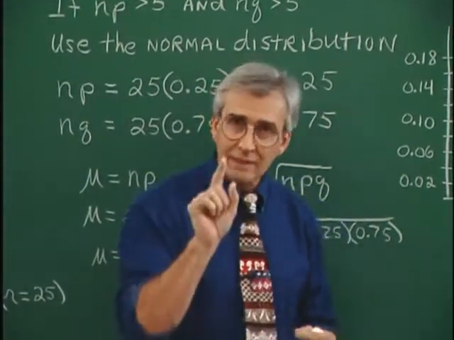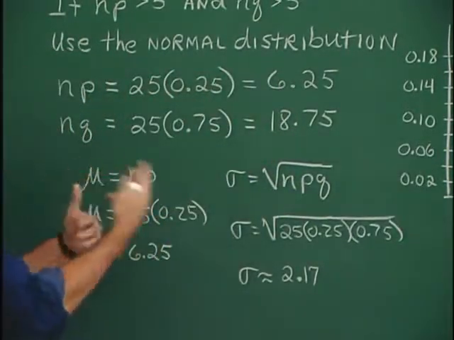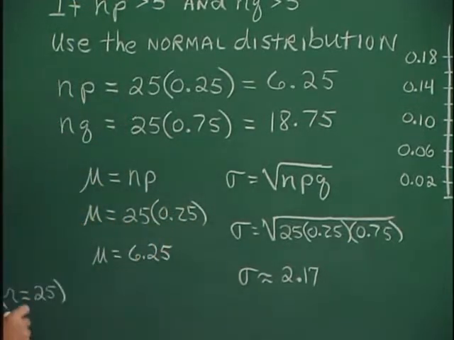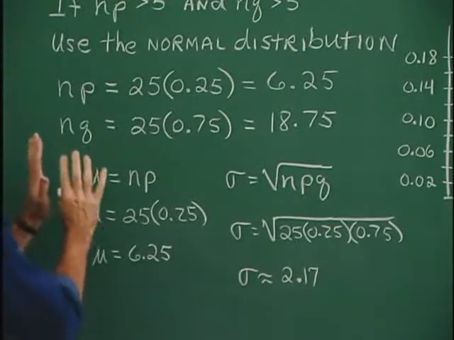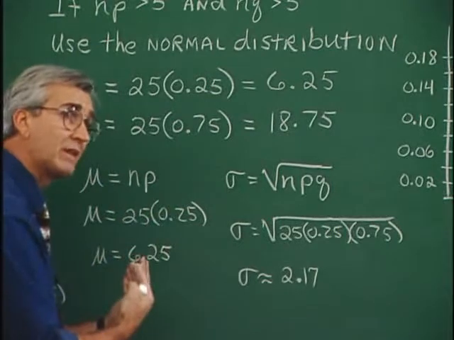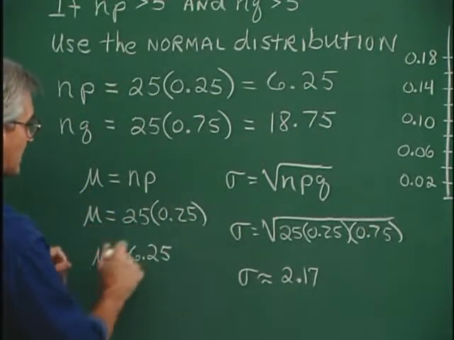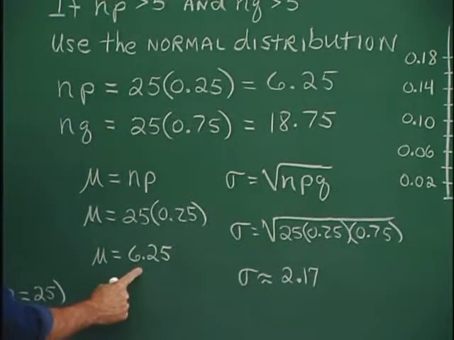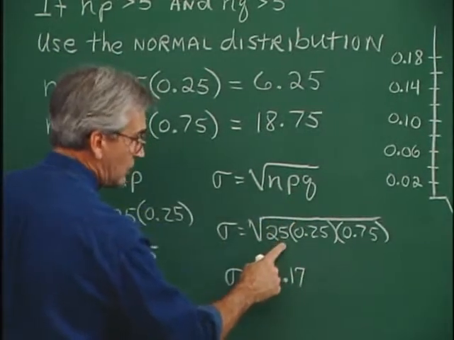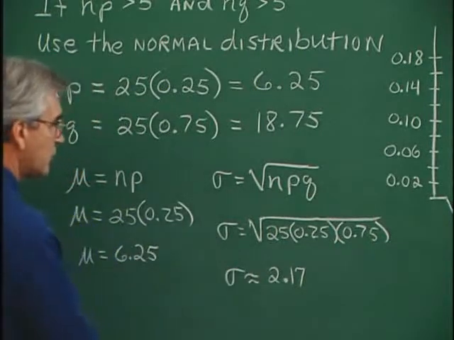Now, here's how we start the process. We want to calculate the mean and standard deviation. Those are very important features involved in using the normal distribution. So calculating the mean and standard deviation using information from the binomial distribution means that the mean is np, or 25 times 0.25, 6.25. The standard deviation is the square root of npq, which is the root of 25 times 0.25 times 0.75, or approximately 2.17.